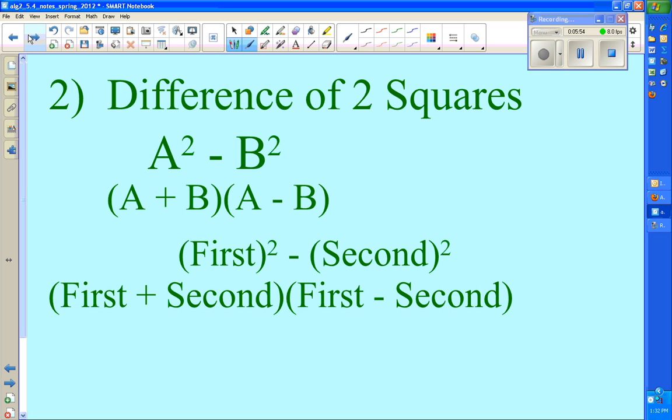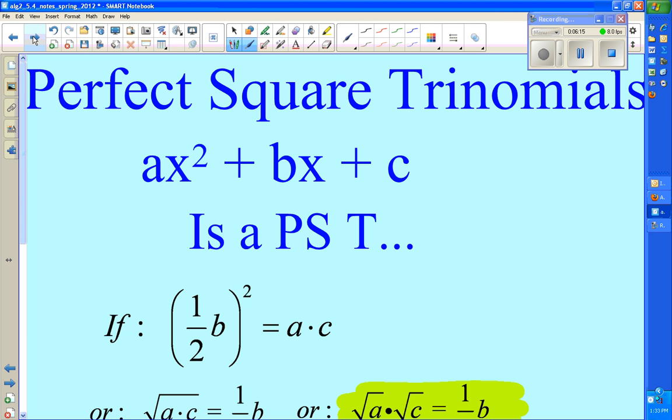Come and see me. Difference of 2 squares, a squared minus b squared, always factors to a plus b, a minus b. A lot of that conjugate stuff going on there. So first squared minus second squared: first plus second comes first minus second. And you want to make sure, as soon as you recognize what it is, that you can factor it.